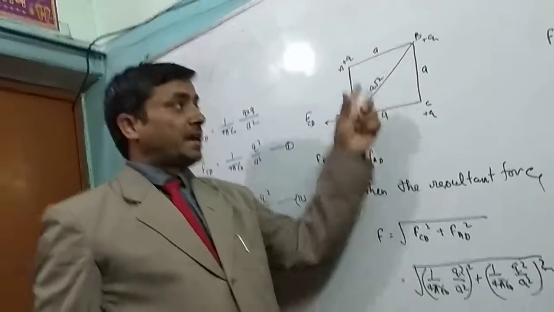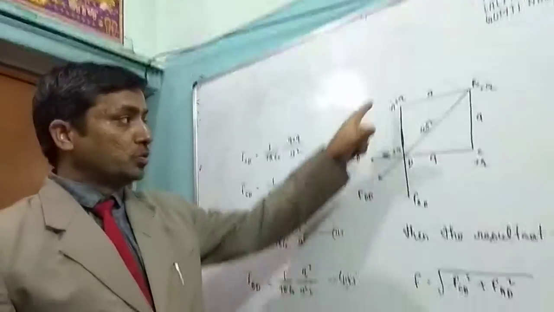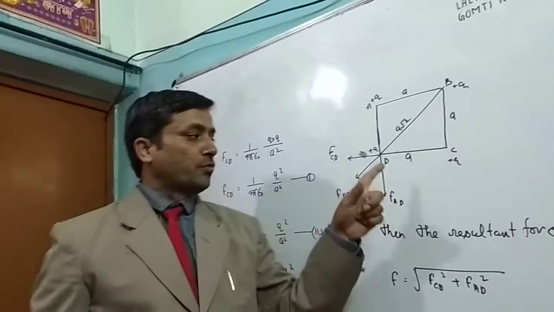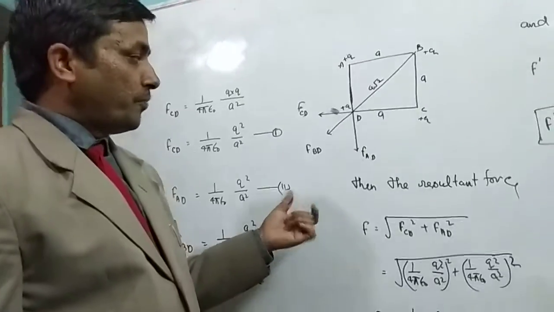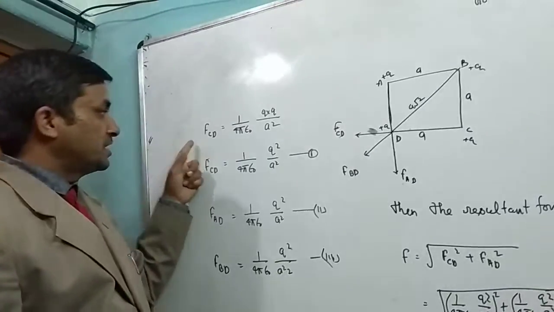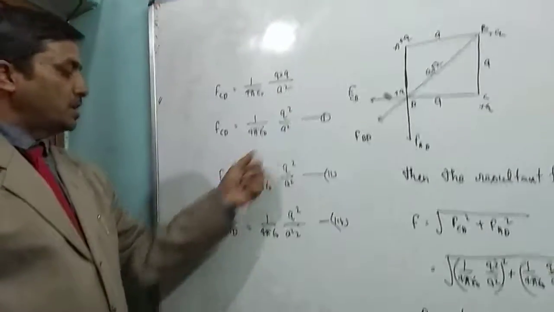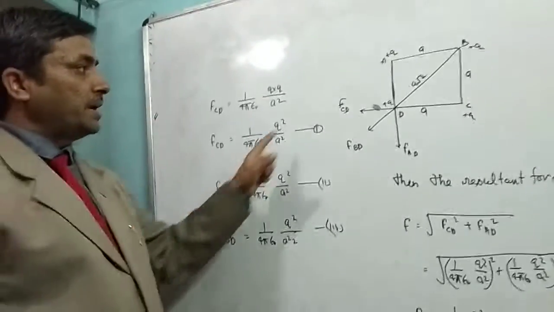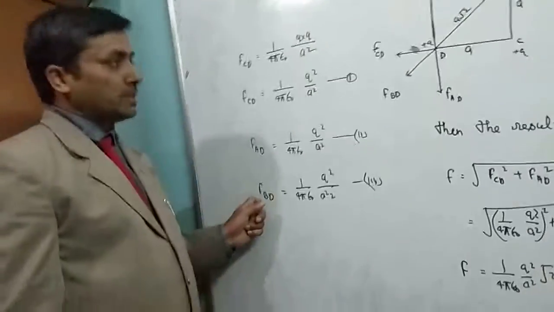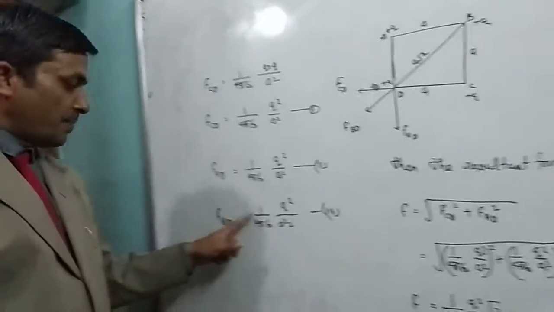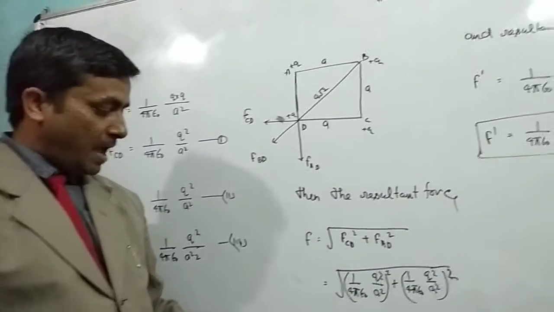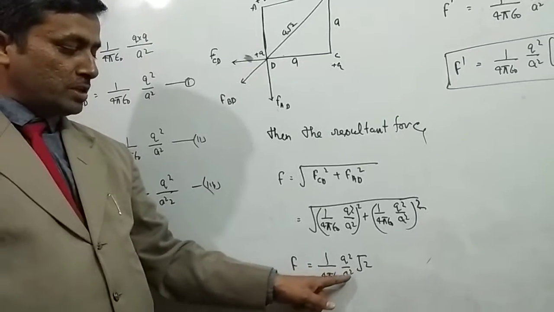This square side A, and each corner charges Q plus Q plus Q plus Q. Then find resultant force at point D is given by, first, electric force F CD, F CD is equal to 1 upon 4 pi epsilon naught q square upon a square. Then find force F AD. F AD is equal to 1 upon 4 pi epsilon naught q square upon a square. Then force F BD, 1 upon 4 pi epsilon naught q square upon a square. Then resultant force F is equal to 1 upon 4 pi epsilon naught q square upon a square root 2.